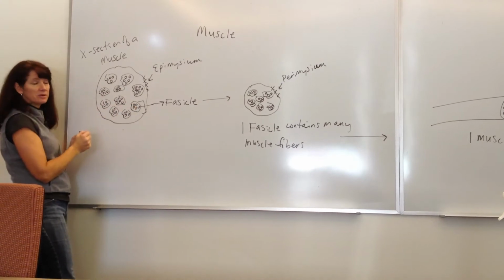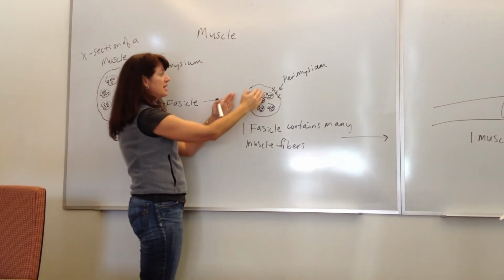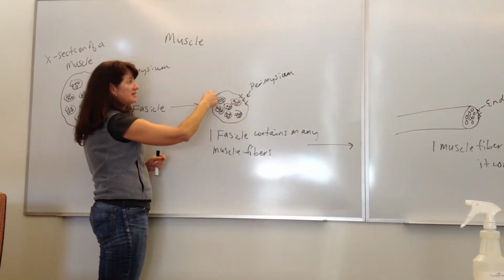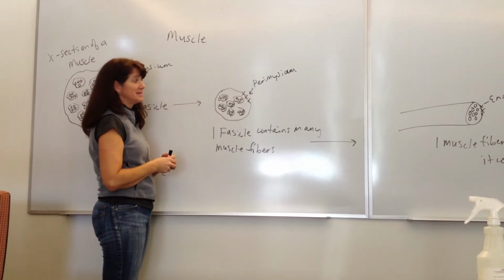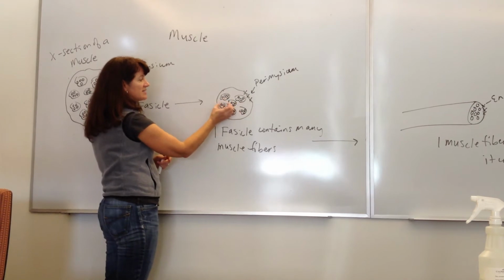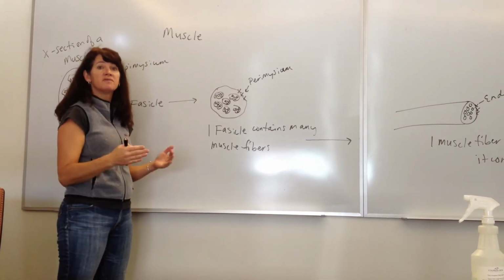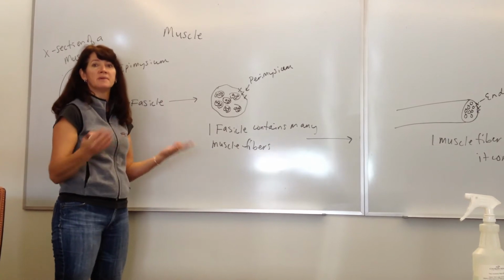Inside of the whole muscle, you have bundles of more tubes. They're called fascicles. So if we go over here, here is an enlarged fascicle. It's surrounded by connective tissue called perimysium. Each of those fascicles then contain many muscle fibers. A muscle fiber is equivalent to a muscle cell.